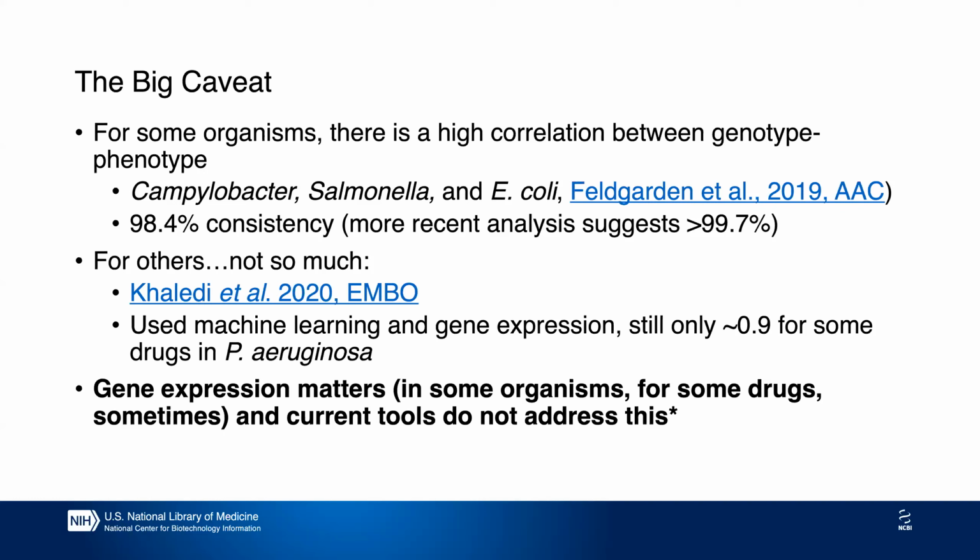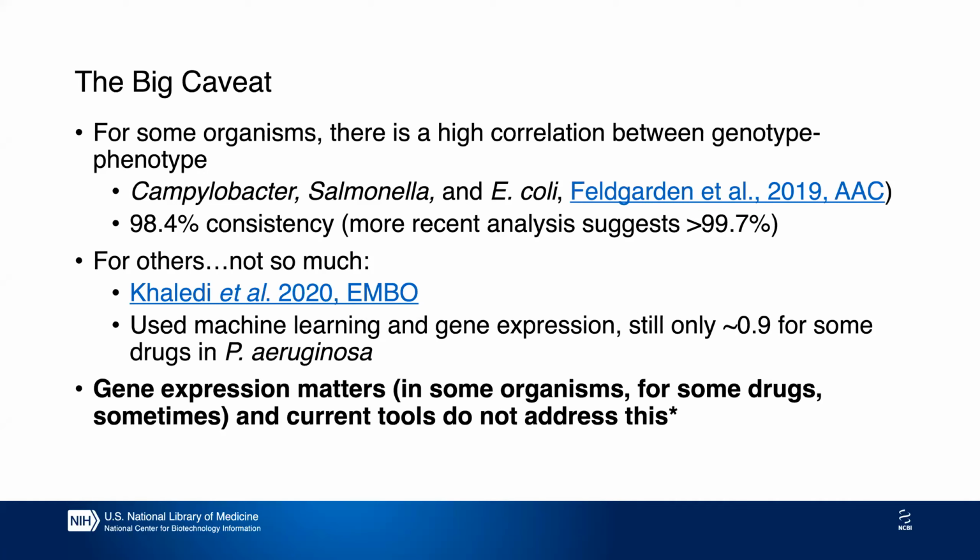And so, for instance, there's this excellent study I note here, where they looked at Pseudomonas aeruginosa, and this was a yeoman's work. They really did a lot of work. They not only used traditional looking for genes and point mutations, they used machine learning approaches. They even did gene expression. And for some drugs in Pseudomonas aeruginosa, they still didn't get to the level of 98, 99% consistency. And so this is a problem. I think Acinetobacter is another difficult organism.